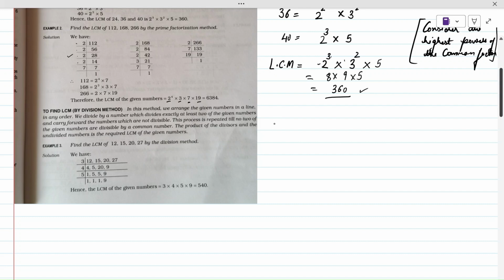So I'm writing here LCM by division method. This is very easy, kids. Let's do this method.